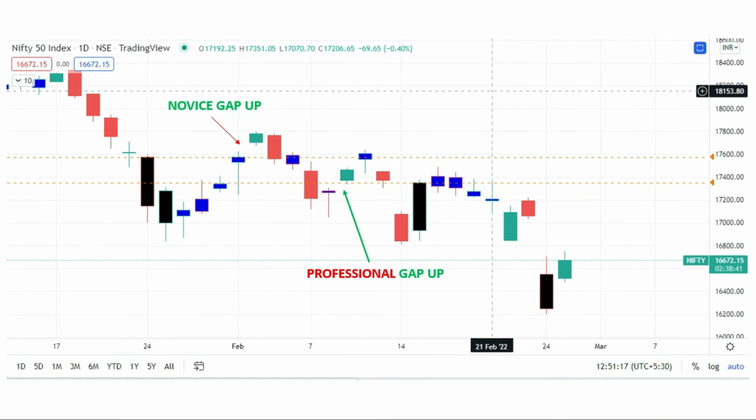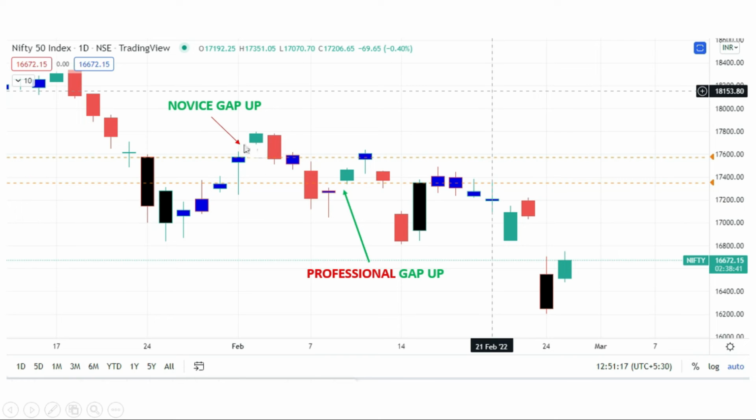There are mainly two kinds of gaps: professional gaps and novice gaps. A professional gap is a gap that occurs in the opposite direction of the previous trend. Like here, we can see price has opened gap up and the trend before that was down. Professional gaps are formed at the beginning of moves and extend them, whereas a novice gap is a gap that occurs in the direction of the previous trend. A novice gap tends to form at the end of the move, signaling a potential trend reversal.